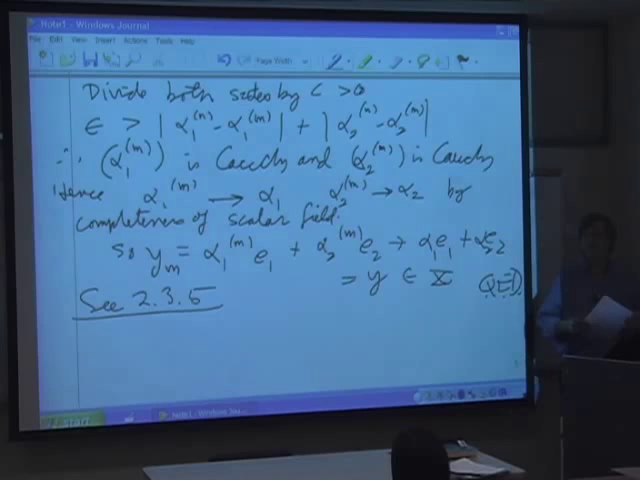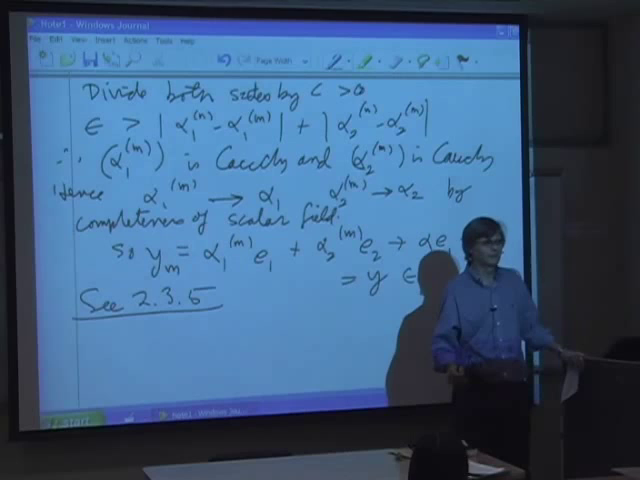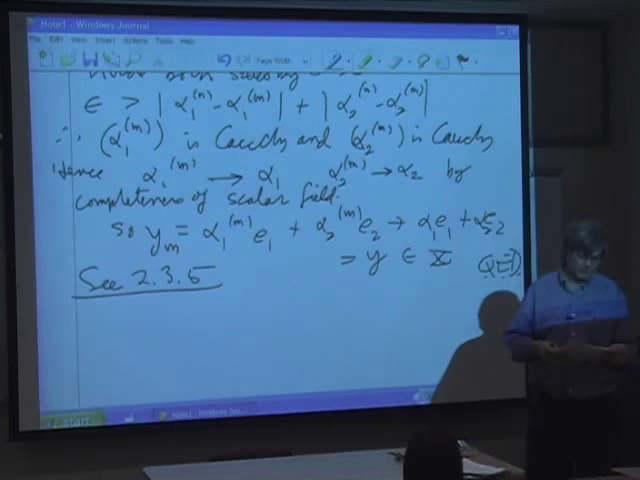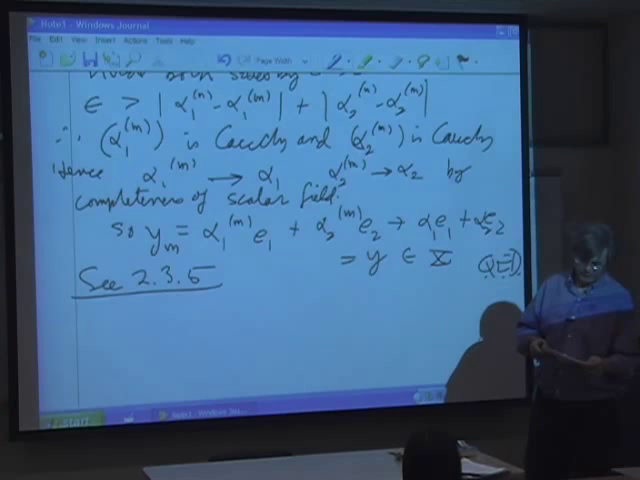All right, so let's get a corollary of that. Every finite dimensional normed space is complete. Now let's go back to closed subsets. I'm using not closed subsets, but closed subspaces of a normed space.